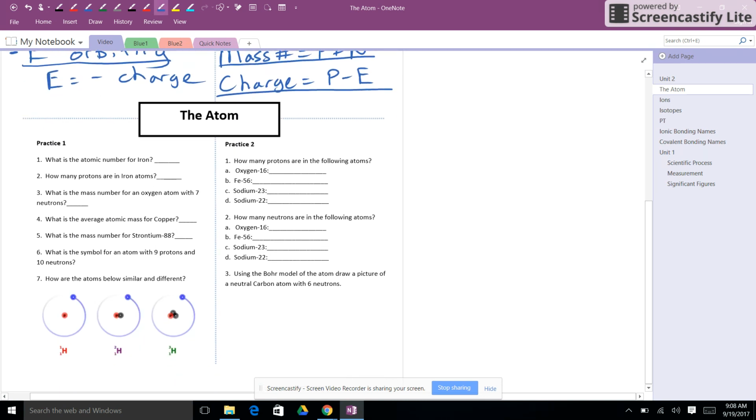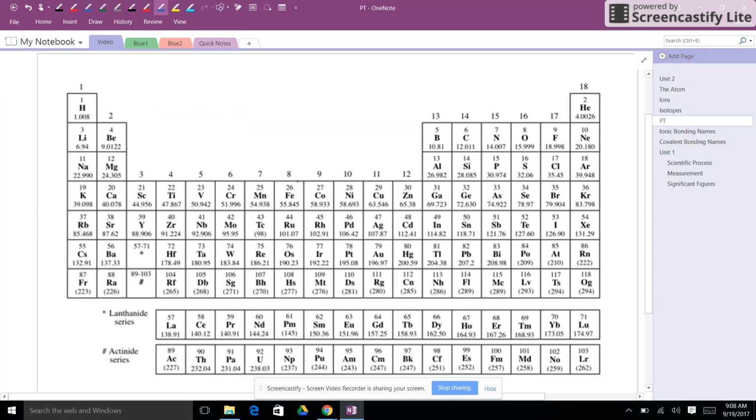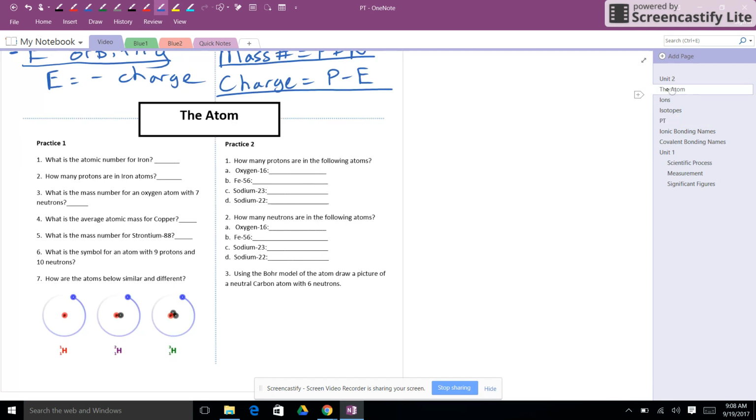So number one, what is the atomic number for iron? Well, the atomic number is going to be this number right here, and that will always hold true for a given atom. So we can look at iron. The atomic number is 26. That also means that it's going to have 26 protons, which is question 2 here. So atomic number is the number of protons. Okay, down to 3 now.